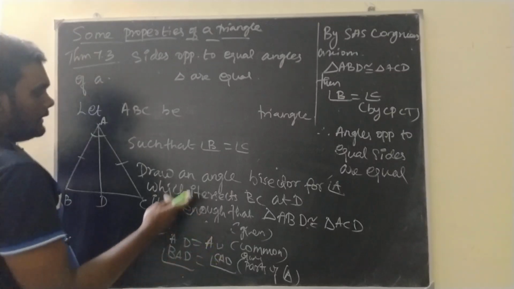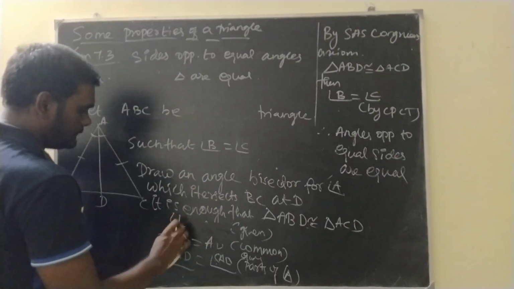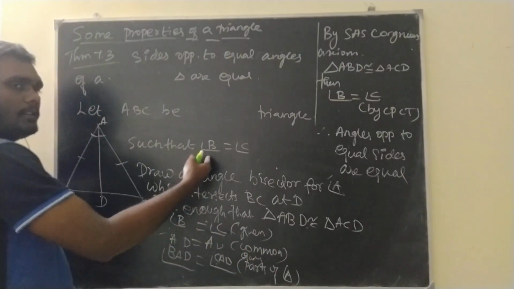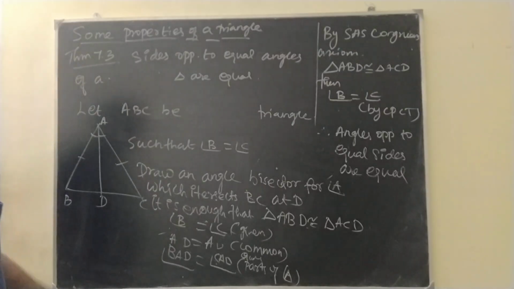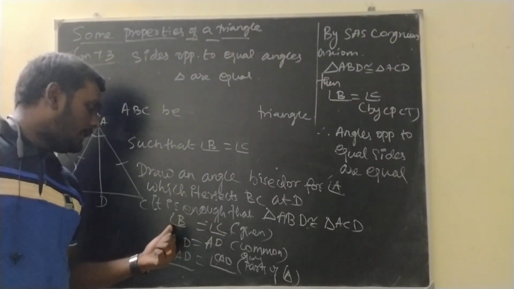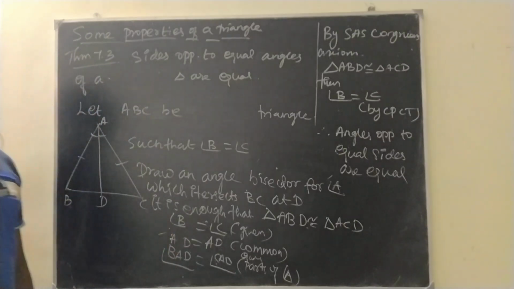The given angles are what? Angle B is equal to angle C, because we took such a triangle. So now we have, everything else is common. Now we have two angles and one side equal. Whether that side is common for the given two angles or not.